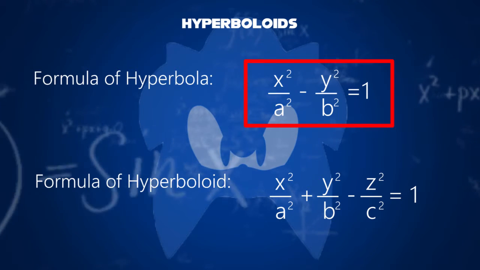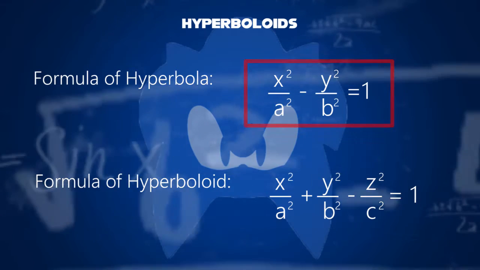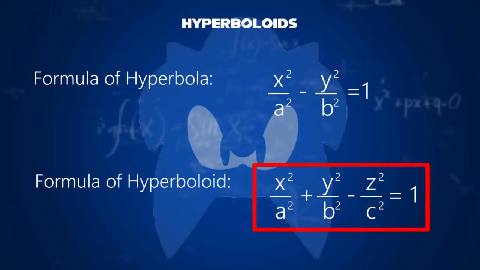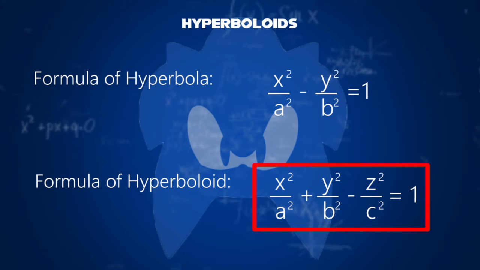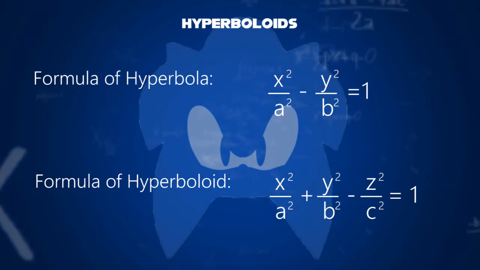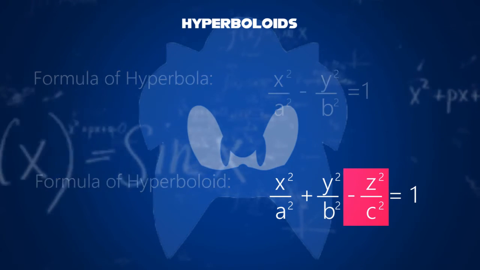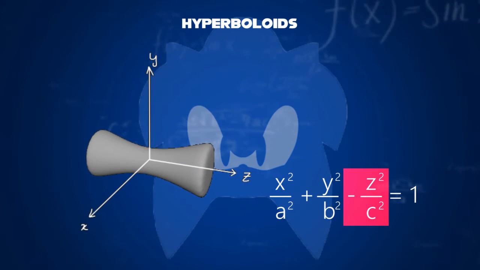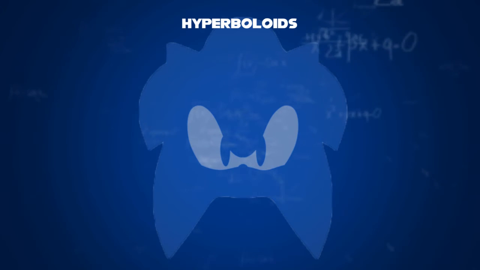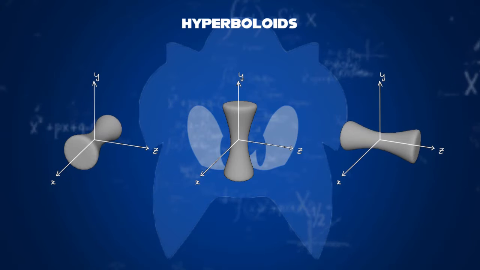That is x squared by a squared, minus y squared by b squared, equal to 1. In three-dimensional, the formula becomes x squared by a squared, plus y squared by b squared, minus z squared by c squared, equal to 1. Note that the minus sign is along with its axis. If we ever say minus z squared by c squared, that means the hyperboloid is in z-axis. Similarly, we can find out for the x and y-axis, as the negative sign is present.